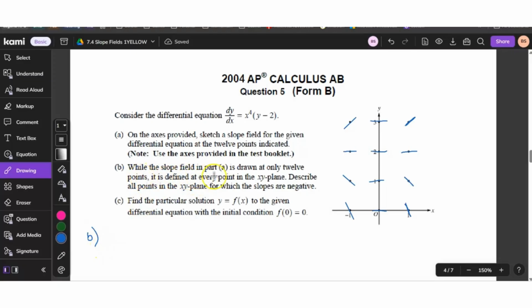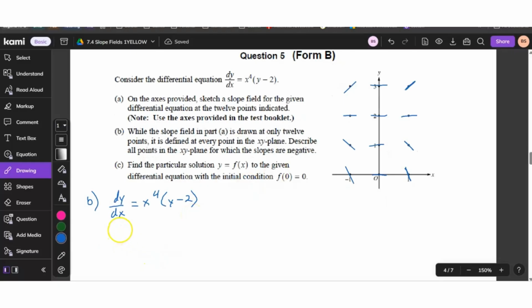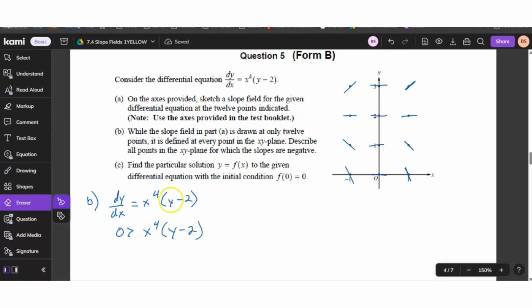While the slope field in part A is drawn at only 12 points, it is defined at every point in the xy plane. Describe all points in the xy plane for which the slopes are negative. Ooh. So what does that mean? That means that we want dy dx, which is equal to x to the power of 4, y minus 2. We want this thing to be negative, which means that we would want it less than 0. So x to the 4th, y minus 2. That should be a y. It looks like an x. My apologies.